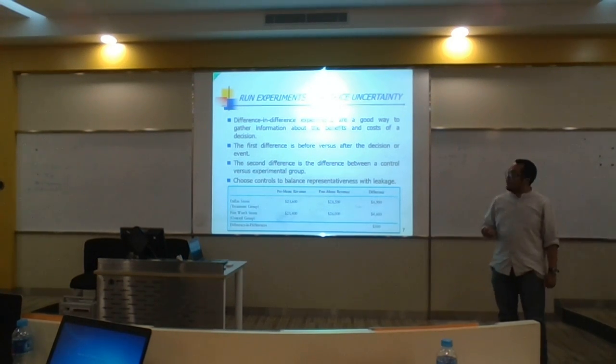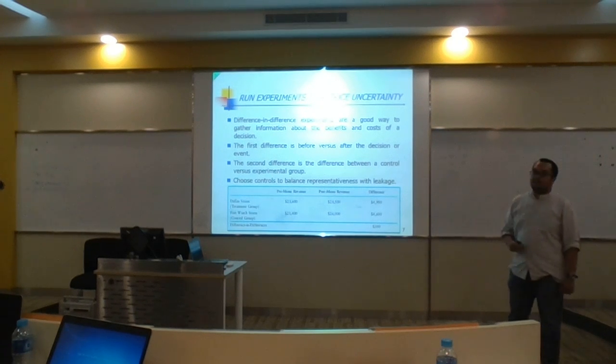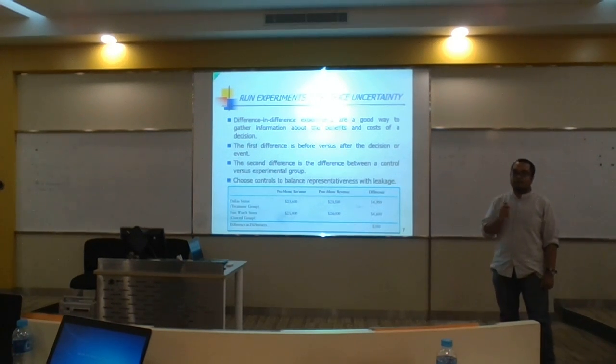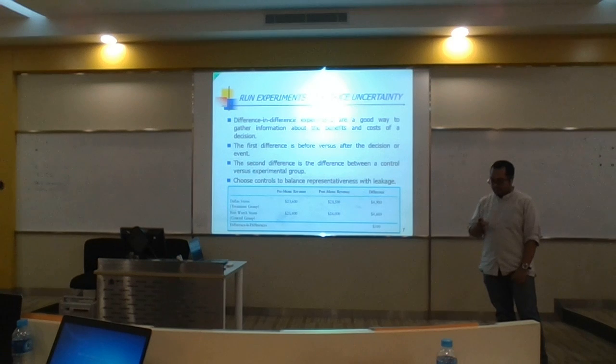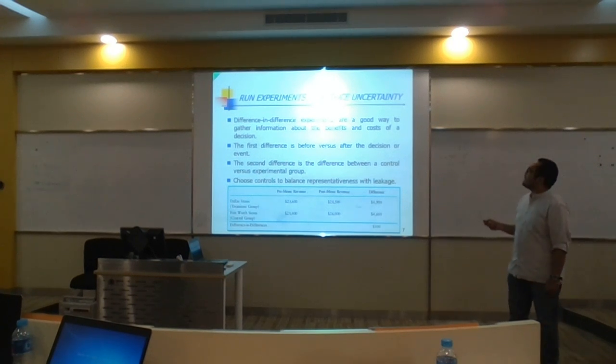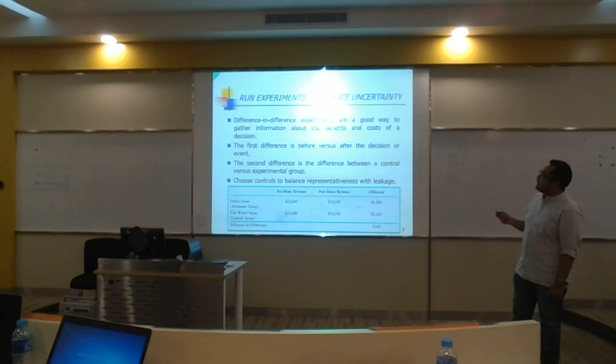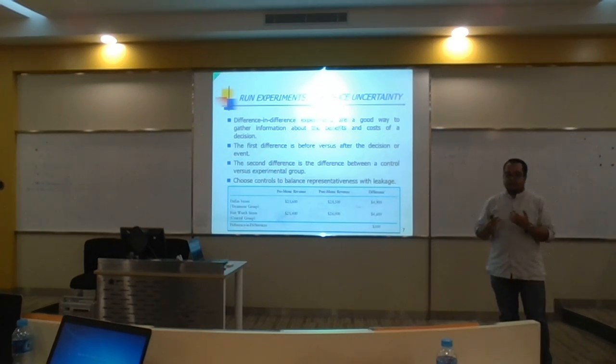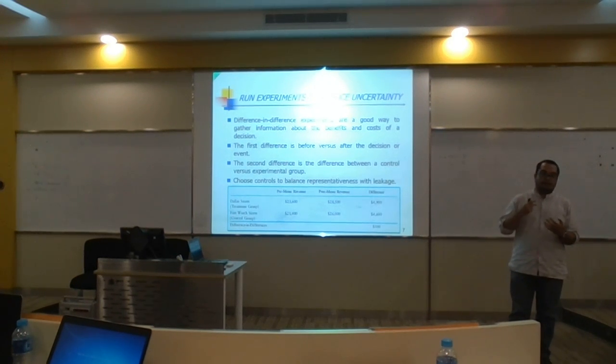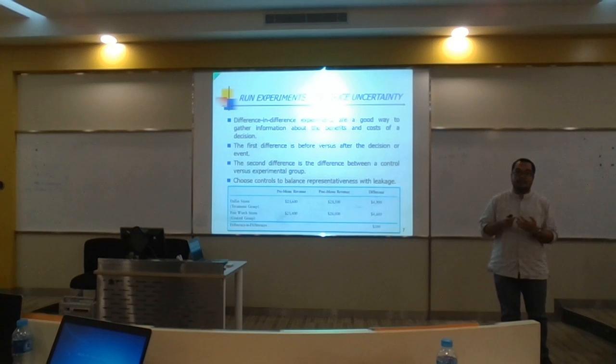Actually, I will talk about the experiment. Why does the group do the experiment in this chapter? This is an experiment to reduce the uncertainty. They do the experiments to get more information about benefit and cost, so they can reduce the uncertainty. Actually, the experiment is like this.